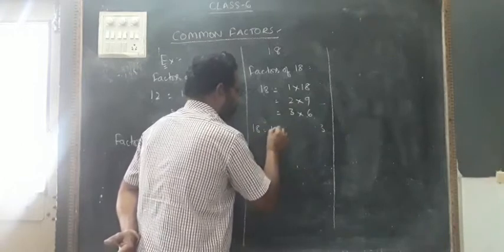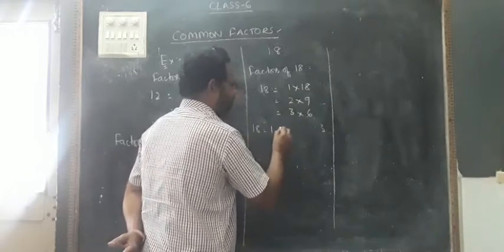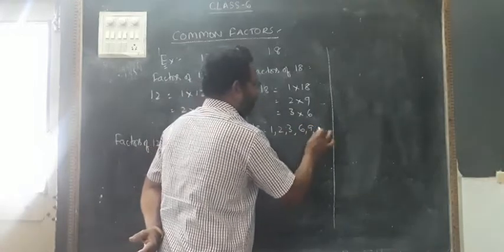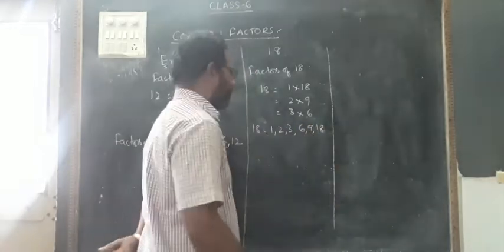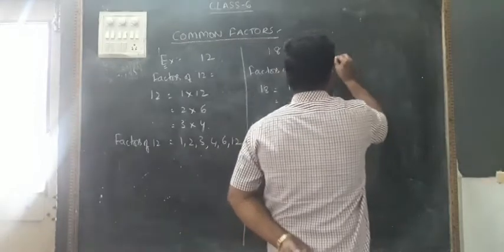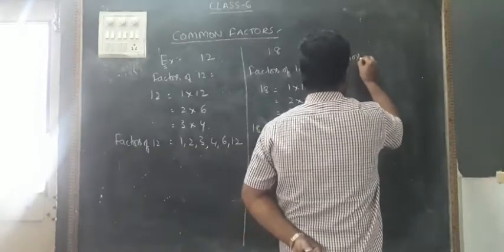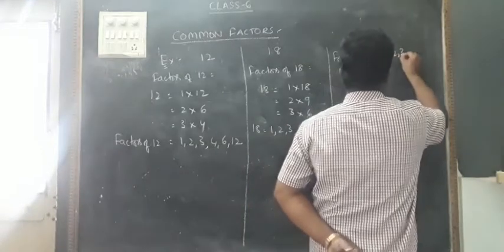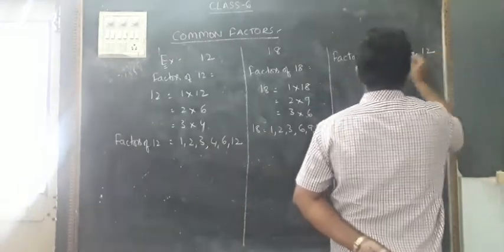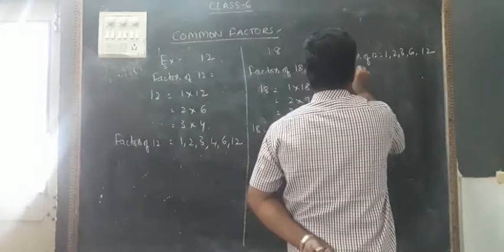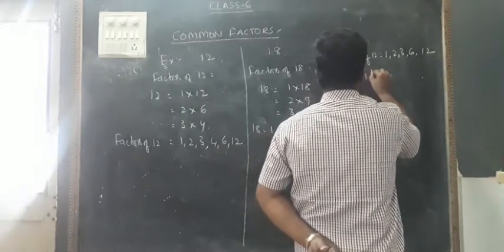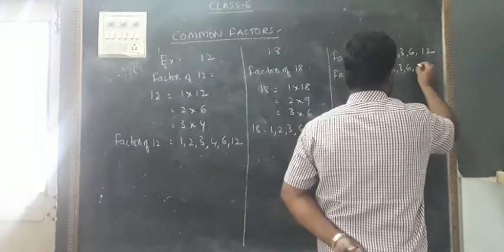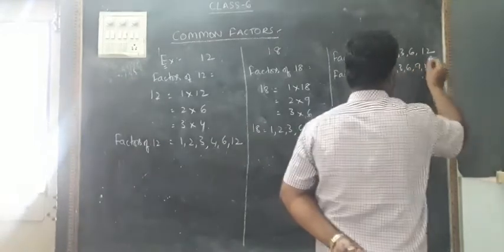Now, we can write the factors of 18 is equal to 1, 2, 3, 6, 9, 18. Okay, so now we can write factors of 12 is equal to 1, 2, 3, 6, 12, and factors of 18 is equal to 1, 2, 3, 6, 9, 18.